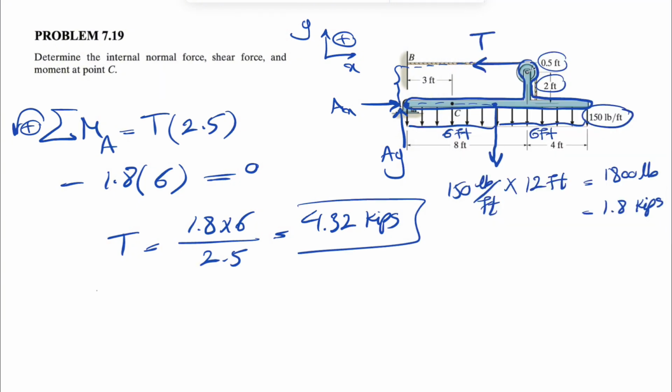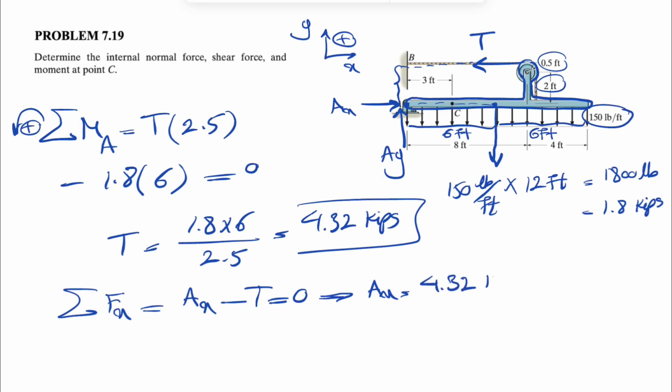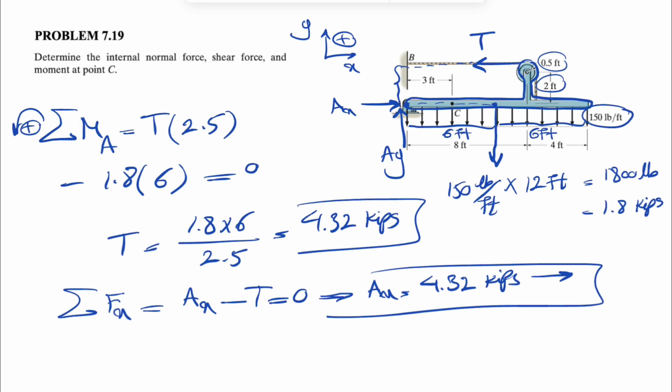So now that we have the force T, we can use our sum of all forces in the X direction, and we should be able to find our AX. We assume that it's to the right, or positive, so plus AX minus T equals 0. Our AX would also be 4.32 kips, and our assumption for the direction was correct.